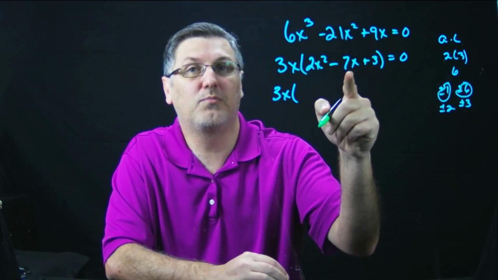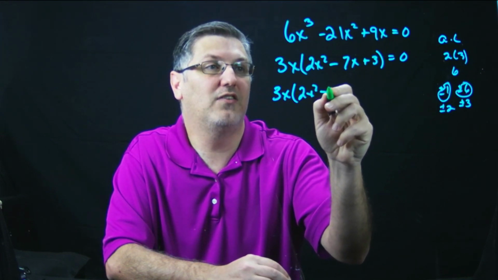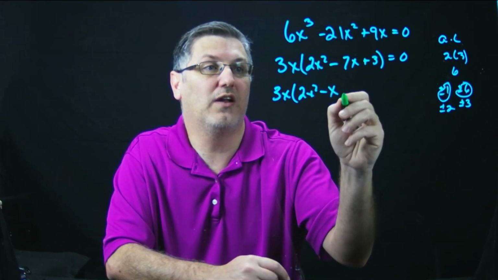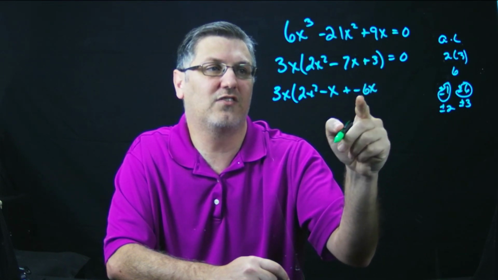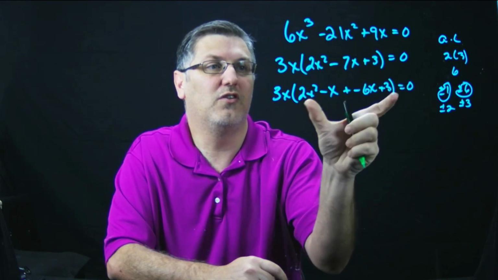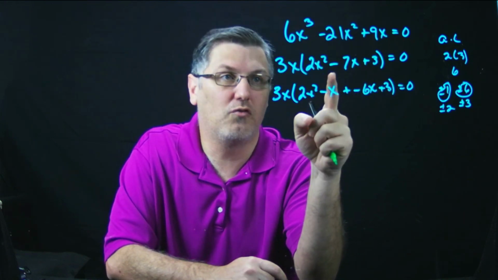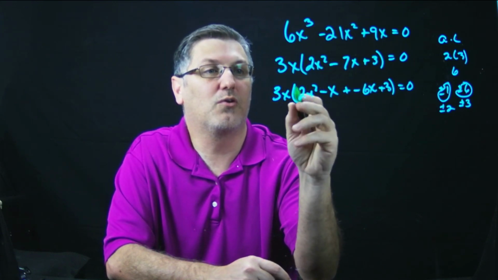So what I'm going to do is split this middle term. So I'm going to have 2x squared, minus x, that's my 1, minus 1x. Then here I'm going to do plus a negative 6x, so the negative 6x plus 3 equals 0. So you can see here, if we combine like terms, we're right back to the same step, so it's still the same.